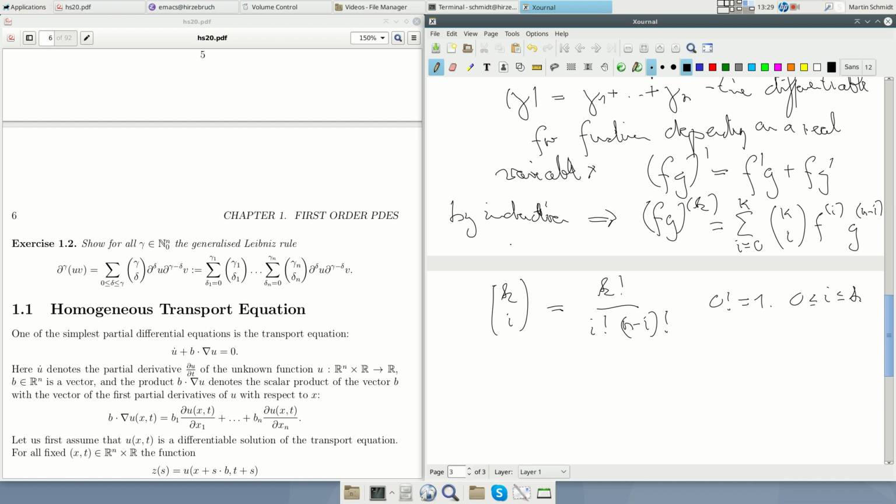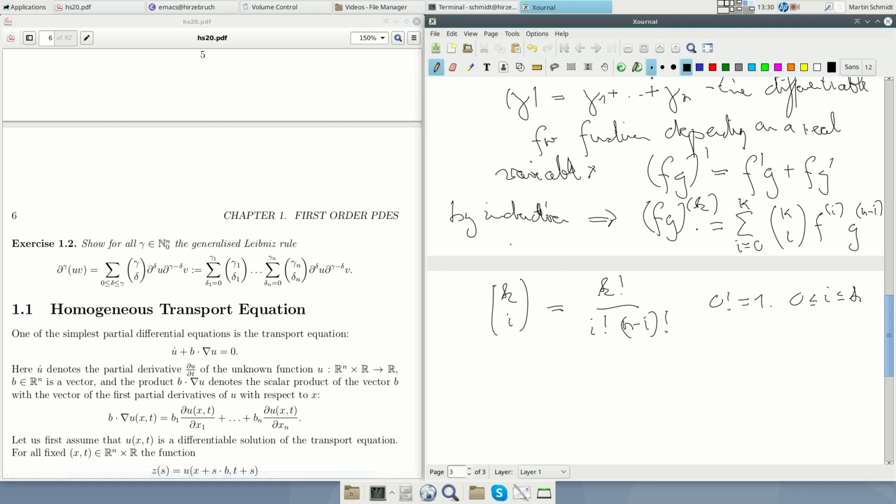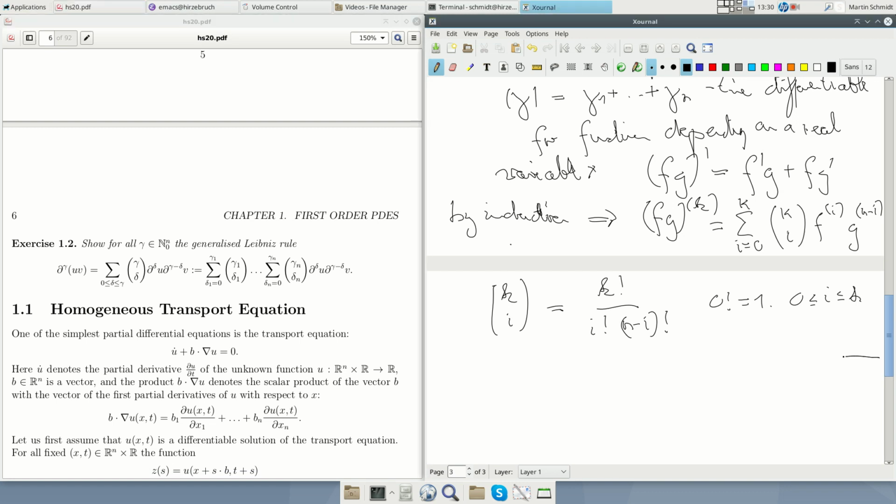Also, if you try to solve this, it's really not difficult, just by induction. Maybe you first look at second order, and if you understand this, then the induction is more or less the same. So this is not so difficult. Nice exercise.